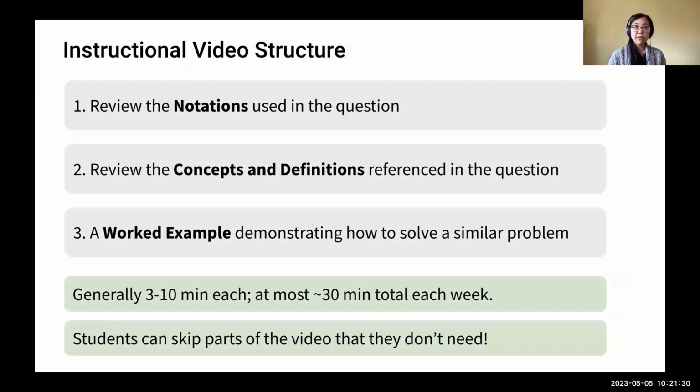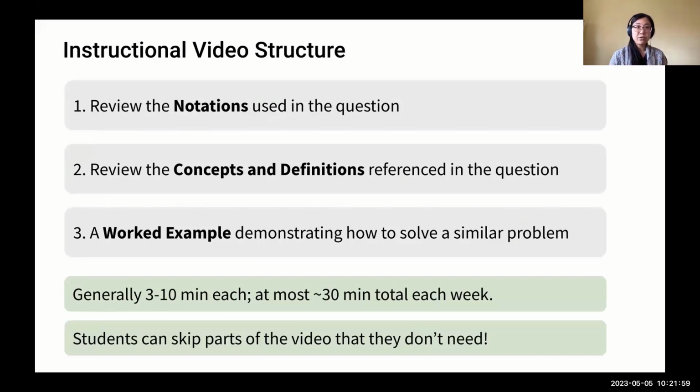So the instructional video is designed specifically for the needs of this course. They're generally between 3 to 10 minutes in length, and they all follow this particular format. First, the video explains the notation used in the multiple choice question. Sometimes a little bit of help understanding the notation and understanding the question is all that a student might need.